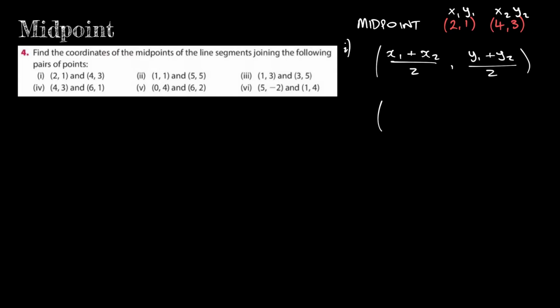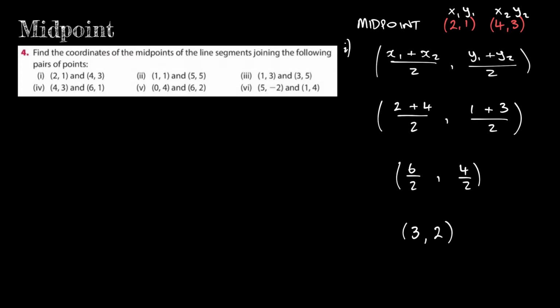So x1 is going to be 2 plus 4 divided by 2, comma, y1 is going to be 1 plus y2, which is 3, divided by 2. Add them together, we get 6 divided by 2, and we get 4 divided by 2. 6 divided by 2 leaves us with 3, 4 divided by 2 leaves us with 2. So the midpoint of those 2 points would be 3, 2.